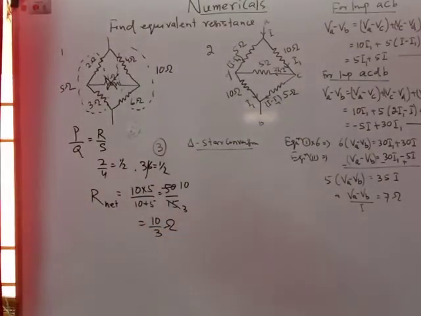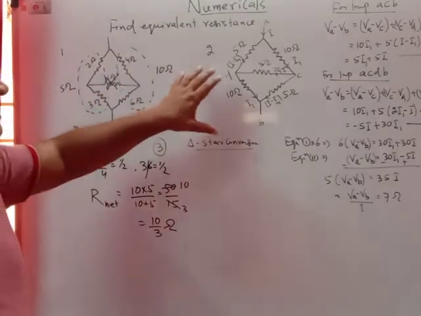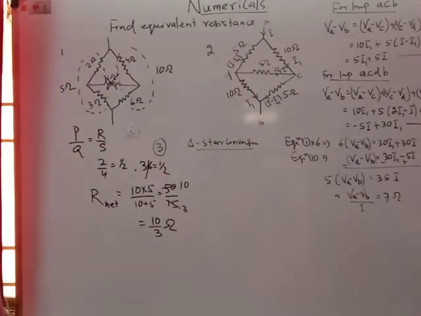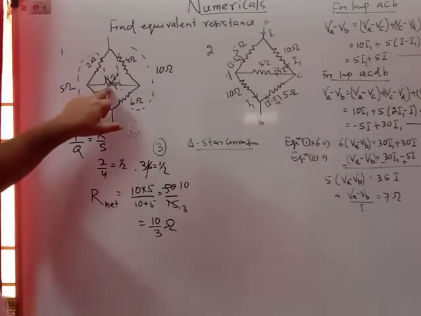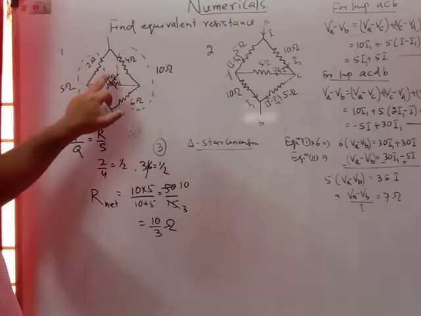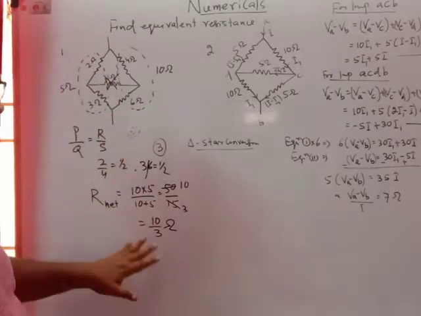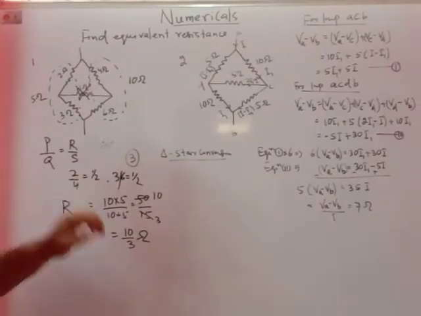We just have to look, because all these are arranged in the form of a Wheatstone's bridge, whether the Wheatstone's bridge is in balanced condition or not. So it is a balanced condition. So immediately you find the net equivalent resistance equal to 10 by 3.